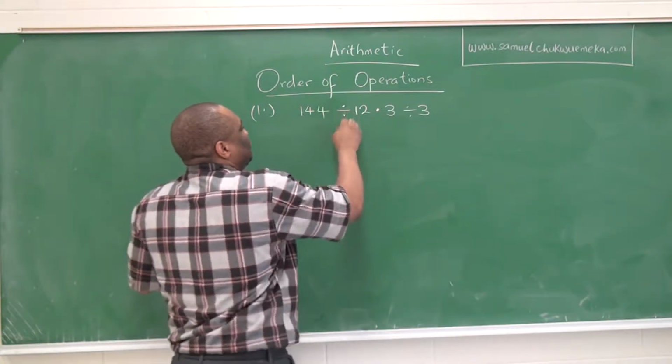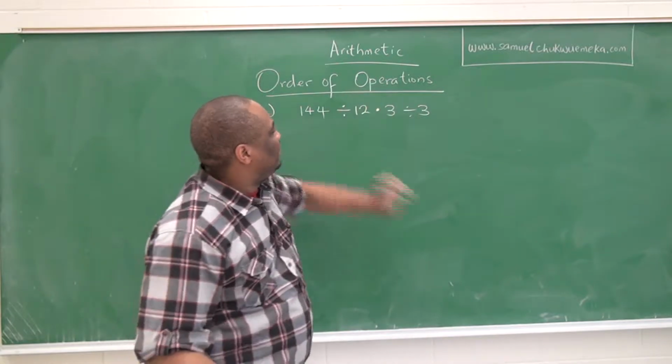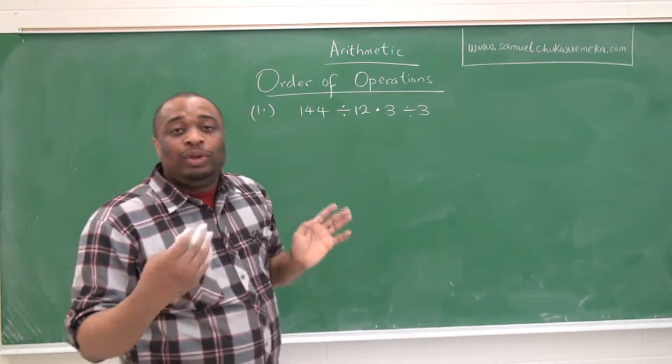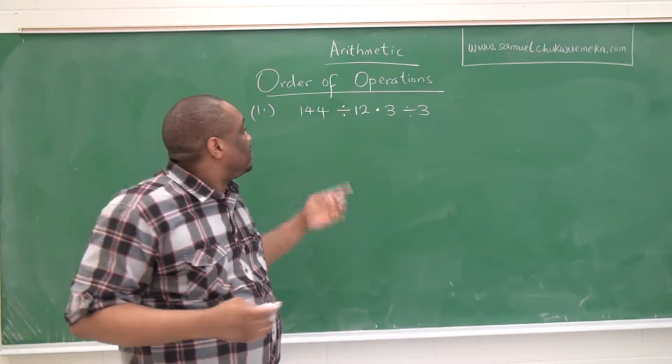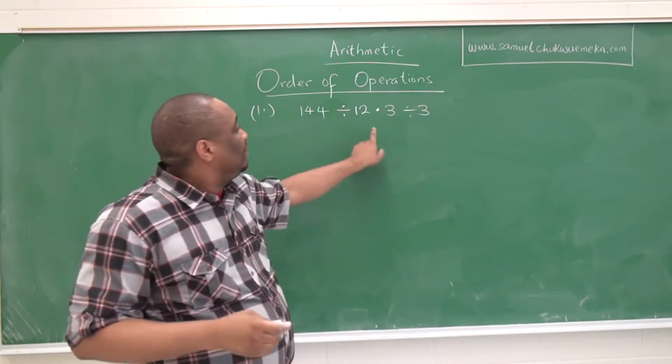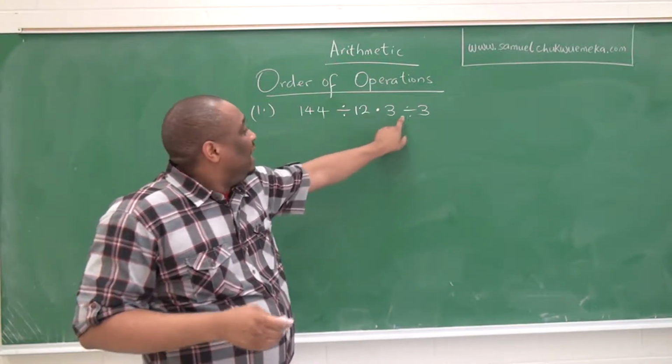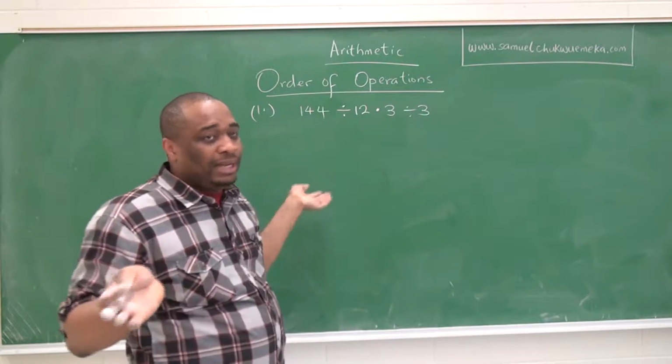Okay, now you have two arithmetic operators here, division and multiplication. And like I said, we do it from left to right, whoever comes first. Who came first here? Division, then multiplication. Then we now do the division. We just do it like that.